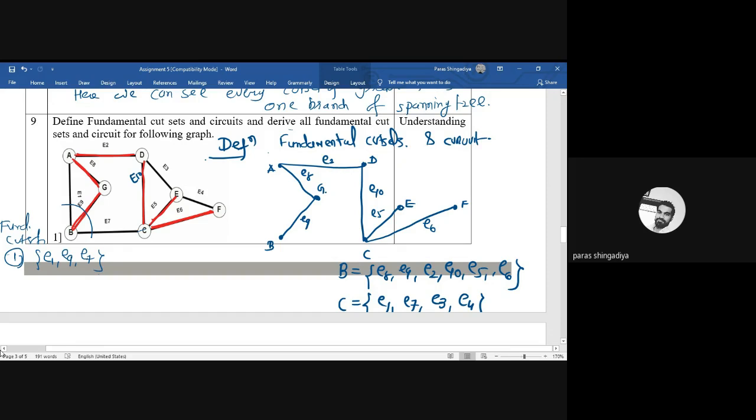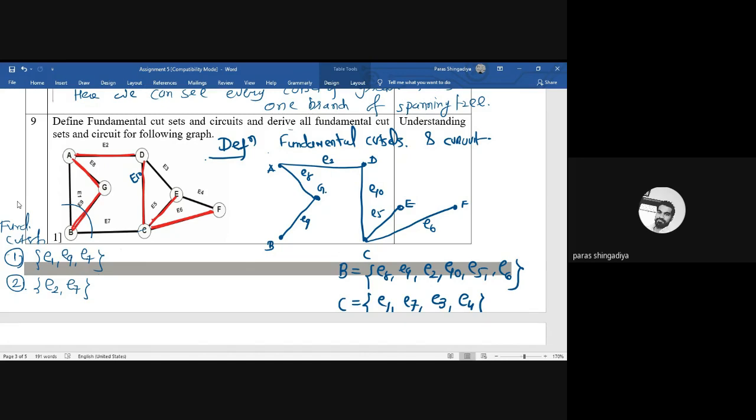What is the second example? We can take E2, E7. Just think about E2 and E7. Delete E2 and E7, so A, B, G will be disconnected. E2 means the first upper leg and E7 is this one. Remove both of them from here, E2 and E7, so this part will be disconnected. Now you can see that E2 is the branch and E7 is the chord. Only one branch, the rest of the edges should be chords. So that is the second example.